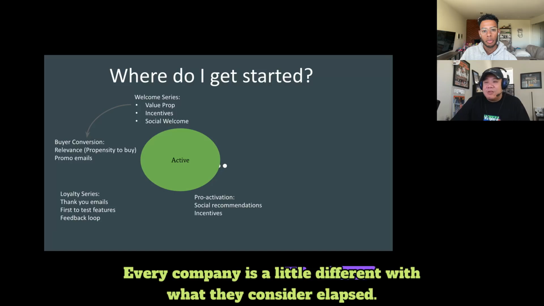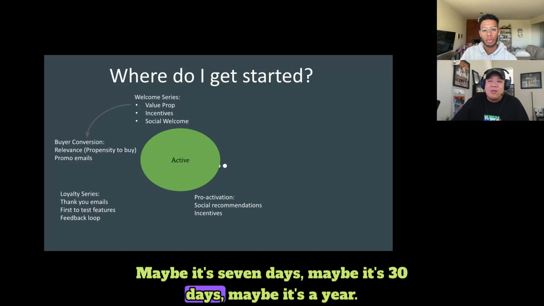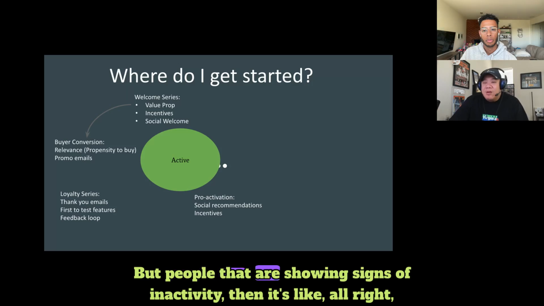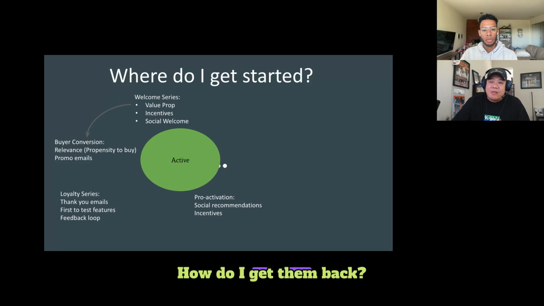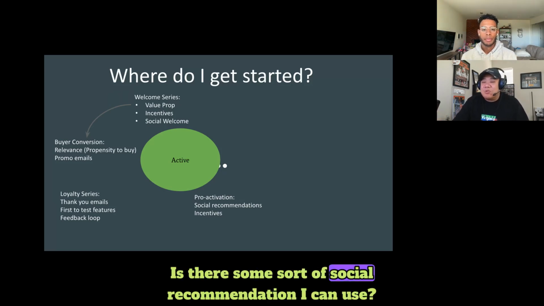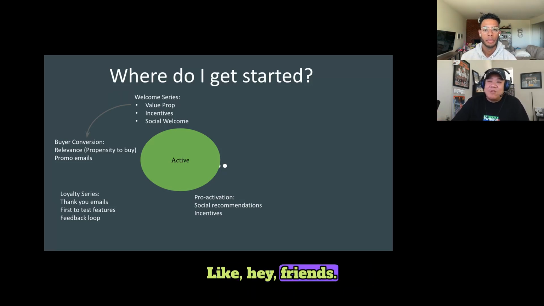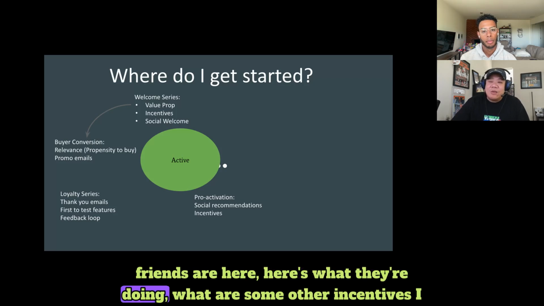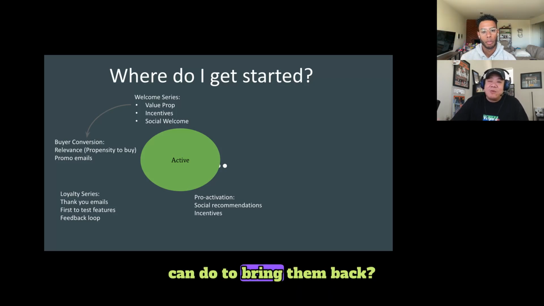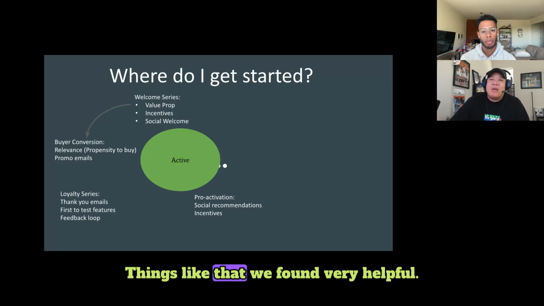Every company is a little different with what they consider lapsed. Maybe it's 7 days, maybe it's 30 days, maybe it's a year. But for people that are showing signs of inactivity, it's like, all right, what can I do? How do I get them back? Is there some sort of social recommendation I can use? Like, hey, friends are here, here's what they're doing. What are some other incentives I can use to bring them back? Things like that we found very helpful.